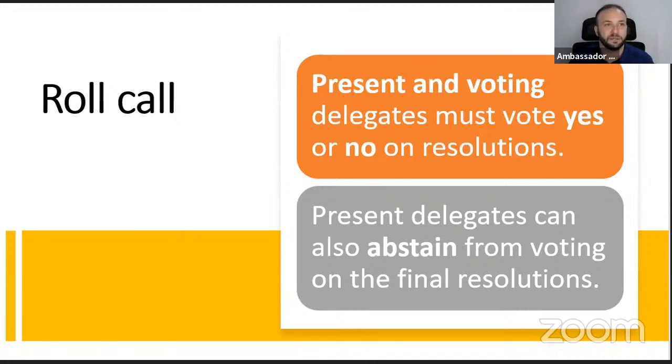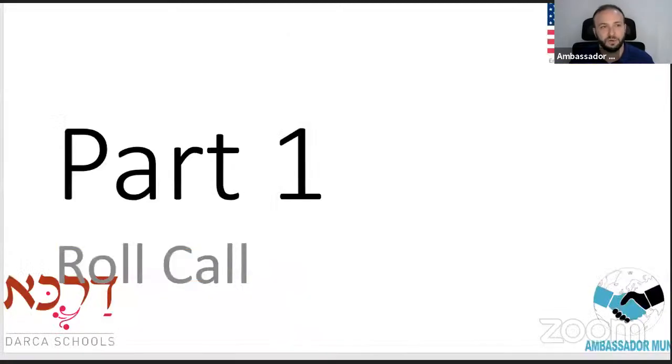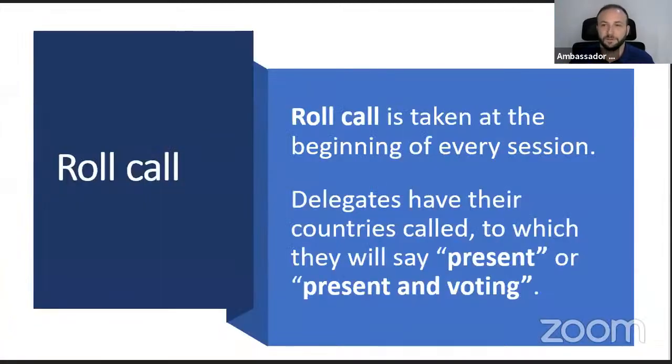Okay, so let us begin with roll call. Please say present or present and voting. Brazil. Present and voting. This is alphabetical, by the way, so just know that this is B. Canada. Present and voting. Chad. Present and voting. France. Present and voting. Japan. Present and voting. Jordan.